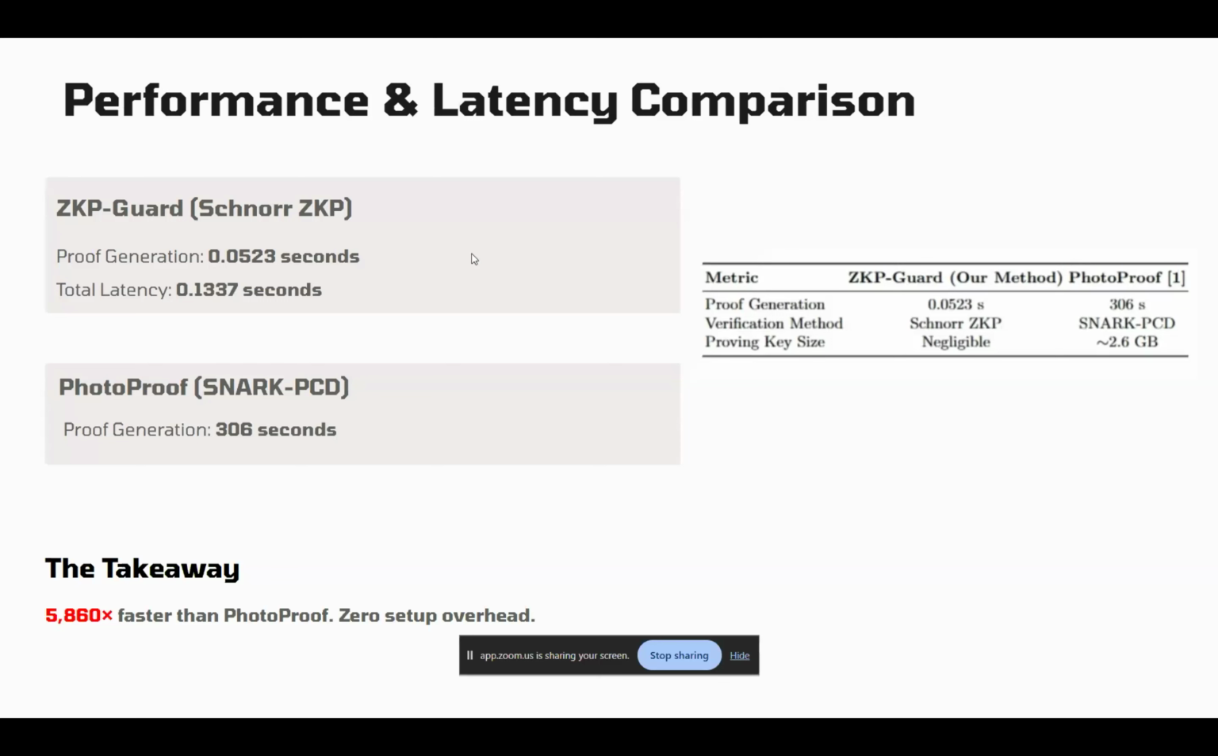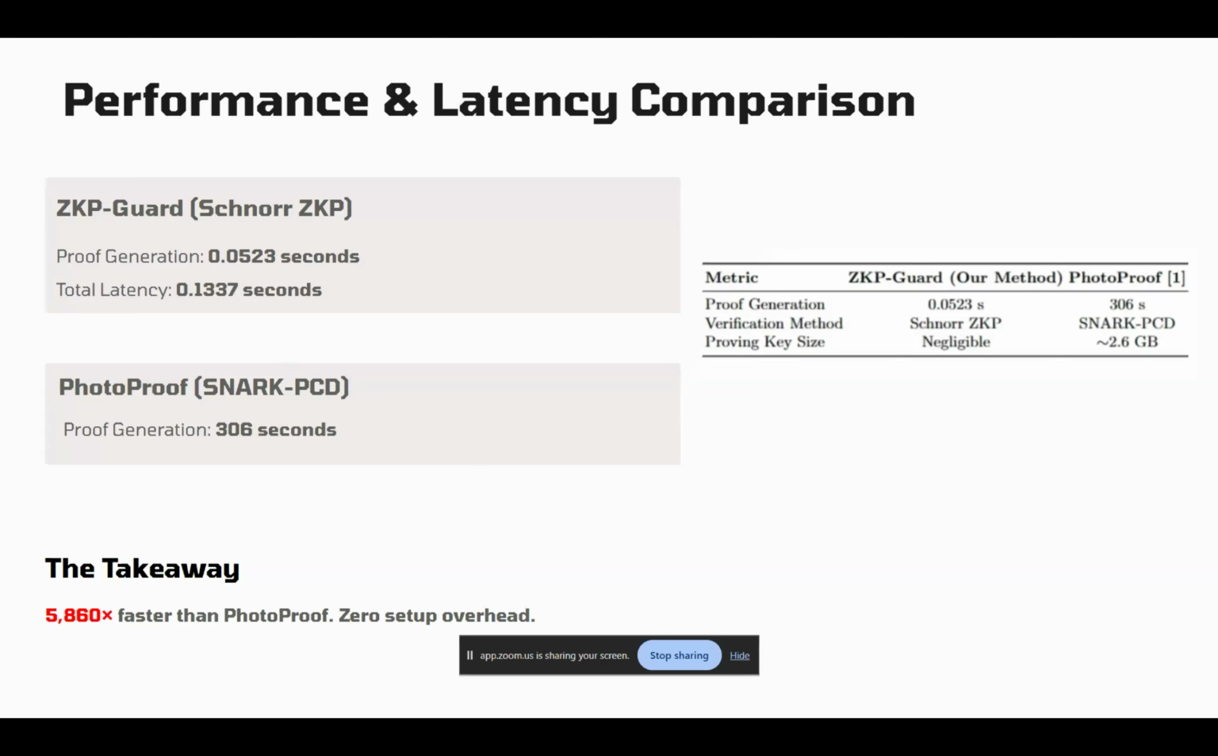As you can see, we are able to generate the proof in 0.05 seconds, and the total latency is 0.13 seconds. PhotoProof was using mathematical equations, polynomial equations. They are able to trace the entire history of edits made to a particular image. But our main goal is not that. We are focusing just on proving whether the image is real and authentic, and whether the person claiming to be the owner of the image is the real owner or not.